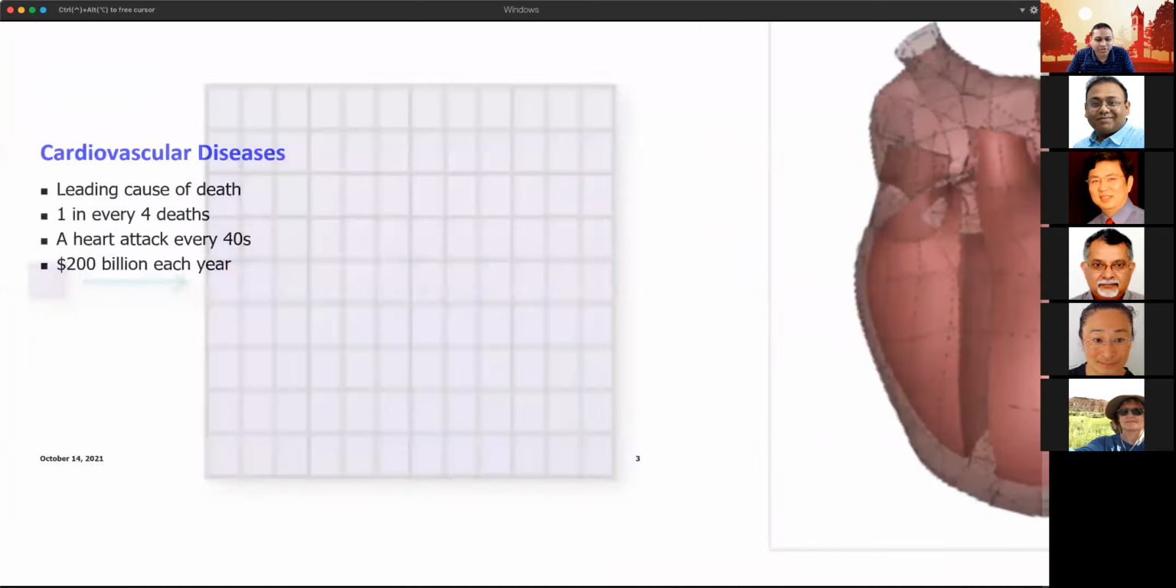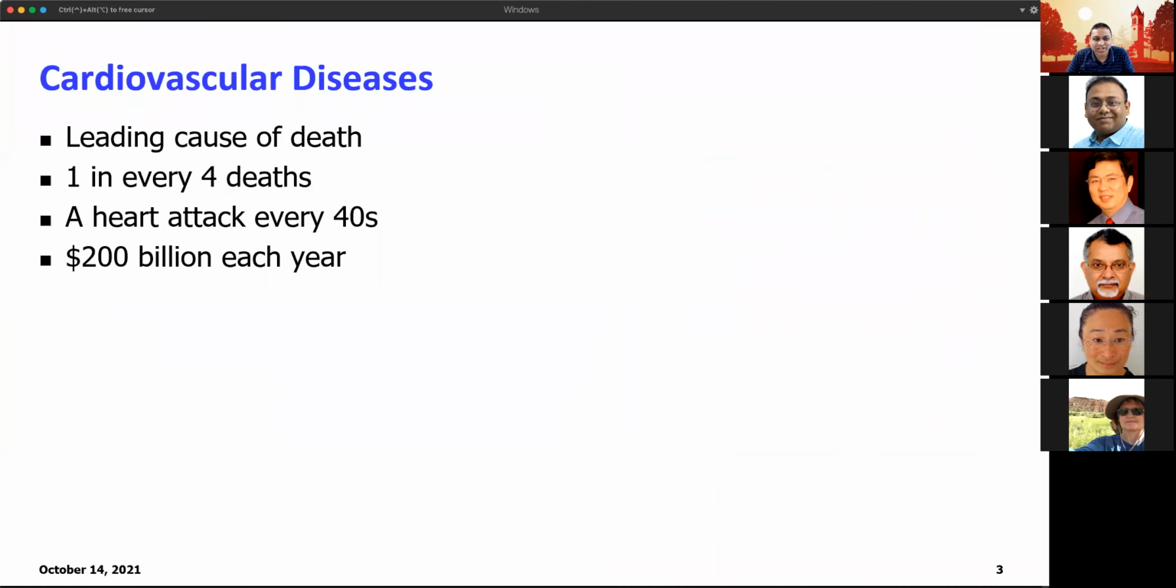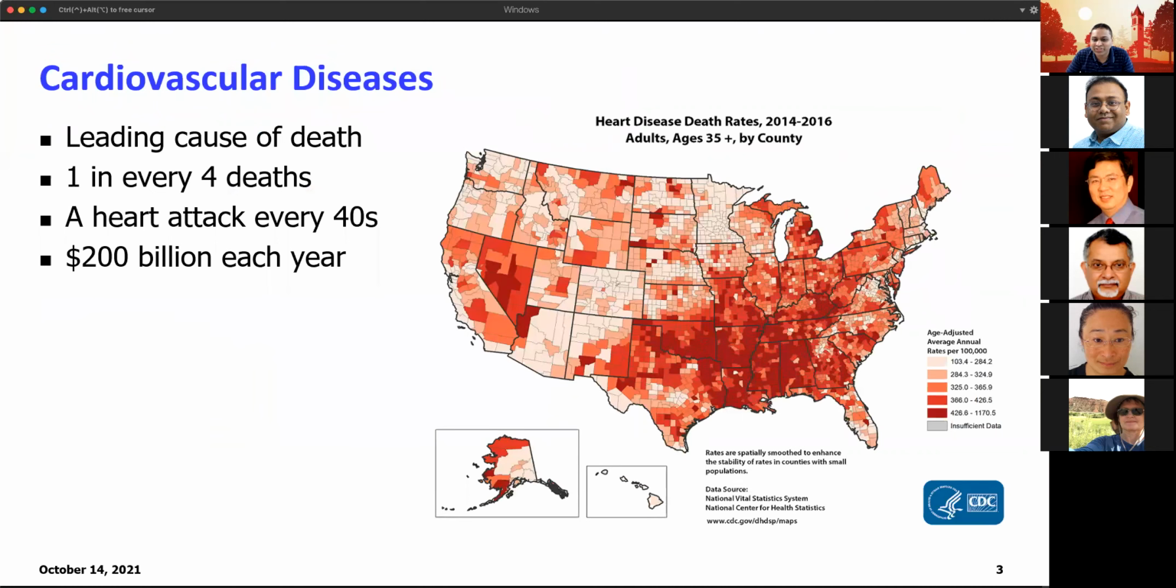Just to give a brief motivation of my talk, cardiovascular diseases are the leading cause of death all over the world, and specifically if you look at the US, these are the death rates for cardiovascular diseases all over, and you can see that Iowa is somewhere in the middle. It's predominantly much higher in the south.